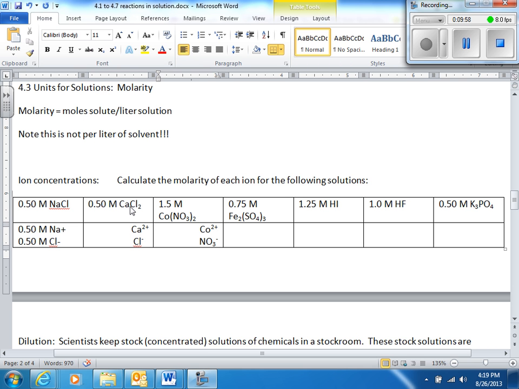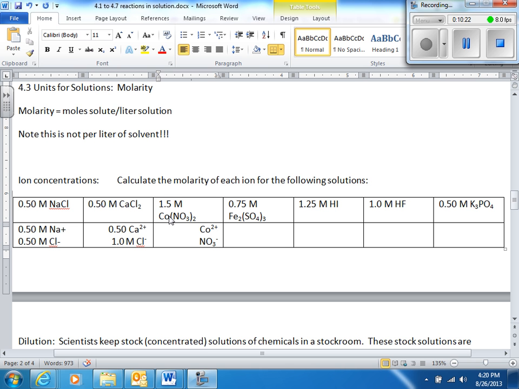So, calcium, I only have one calcium in each of these, so the calcium will be 0.50 molar Ca2+, but the chloride ions, I have two chlorides in each one of these, so the molarity doubles. 0.5 molar calcium chloride, there's two Cl's in there, then I have 1 molar chloride.